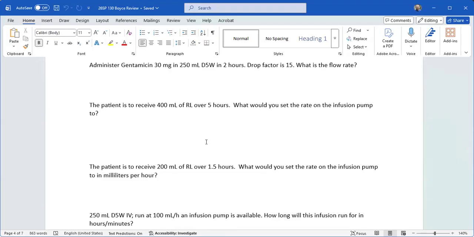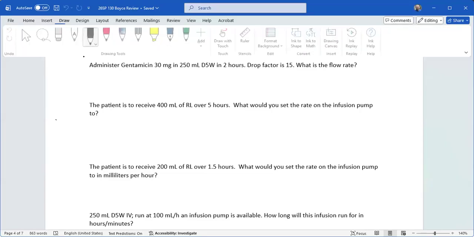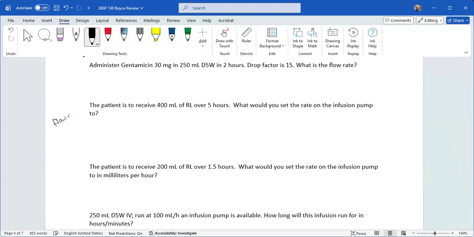So I'll start off with introducing flow rate, just because that is new to this semester as far as this test is concerned. So when we say flow rate, what we're talking about is some volume over some time. And usually that volume is milliliters and the time is hours. But it can also be drops per minute. And I'll go over a couple examples of that in just a little bit.